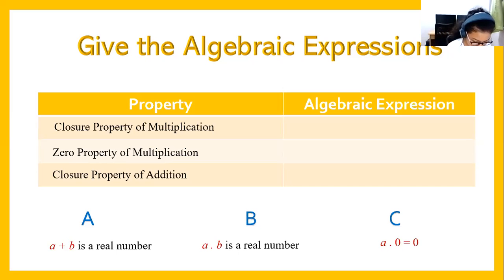All right. So the closure property of multiplication is that the product of real numbers is also a real number. The zero property of multiplication is that any number multiplied by zero will be equal to zero. And the closure property of addition is that the sum of any real numbers will also be a real number, of course. Okay. We will have another two sets of properties.